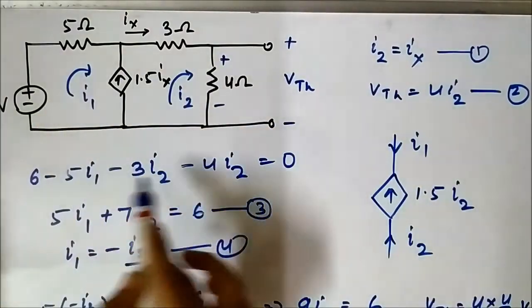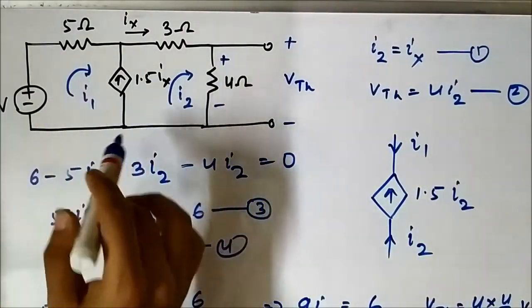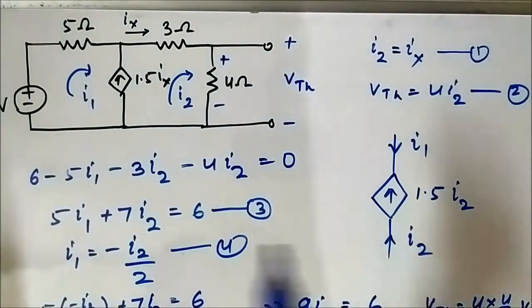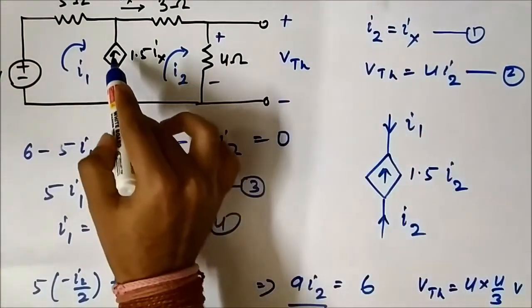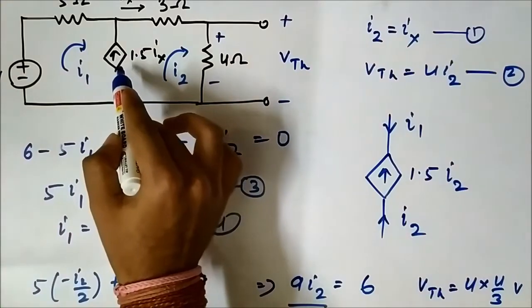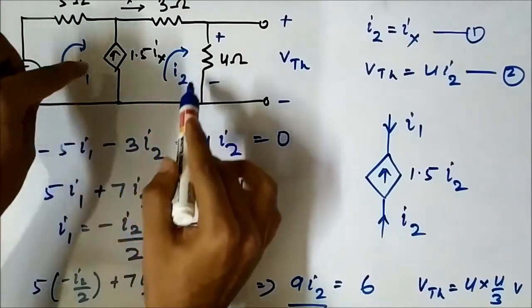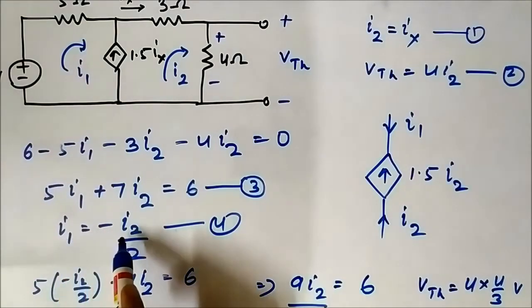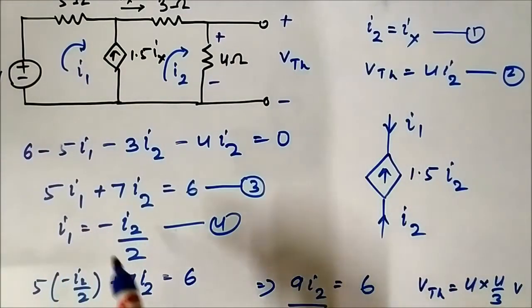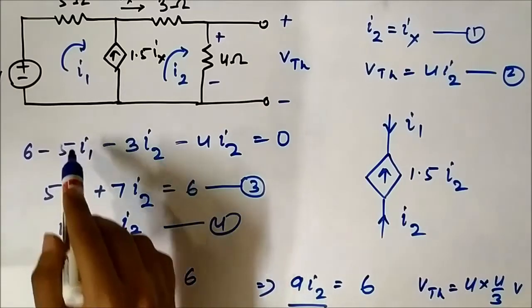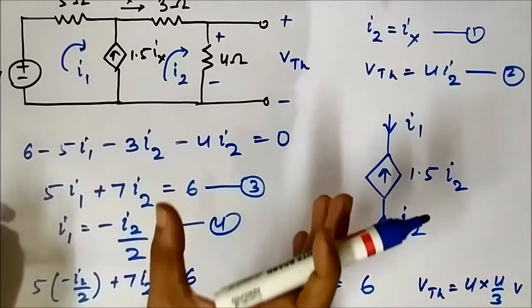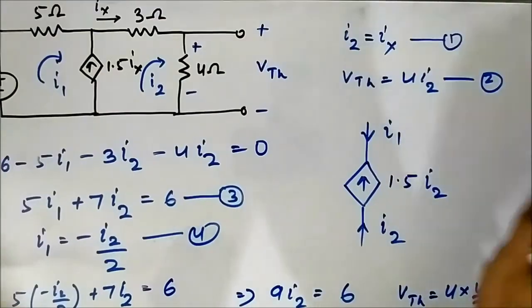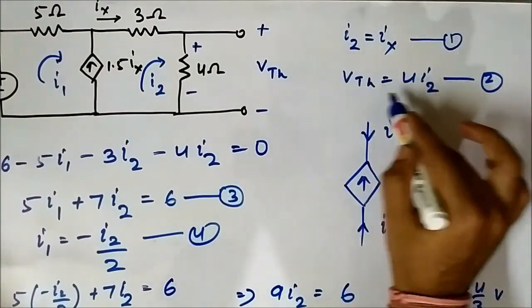Then we wrote the KVL equation for each mesh, where it was a super mesh, so one KVL equation. Then the value of the dependent current source in terms of the mesh currents, the auxiliary equation, gave us the relation I1 is equal to minus I2 by 2. Then we substituted this value in the main KVL equation, and we got the value of I2, which was required to determine VTH.